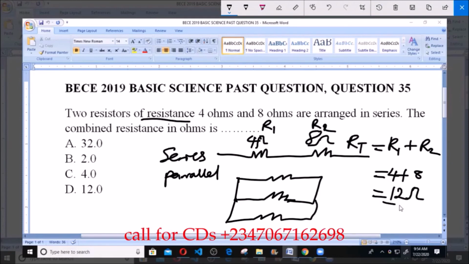So our answer is 12. And from the options here, you see that option D says 12. So D is our correct answer, 12 ohms.